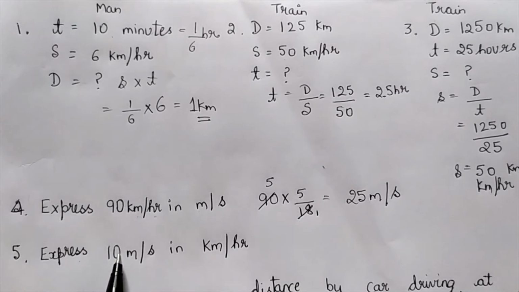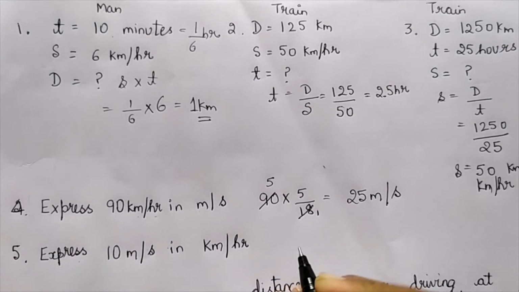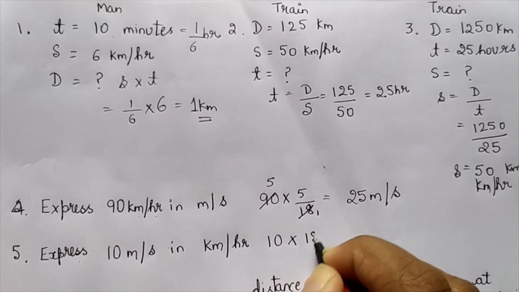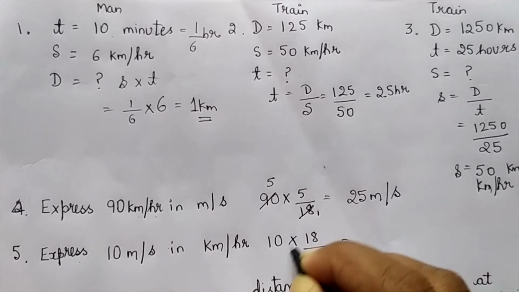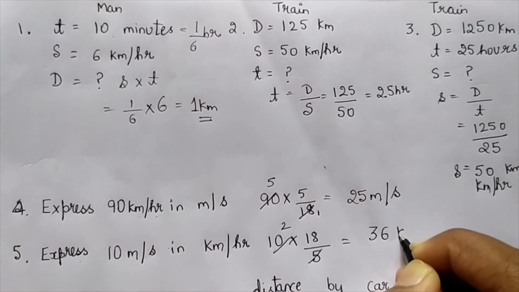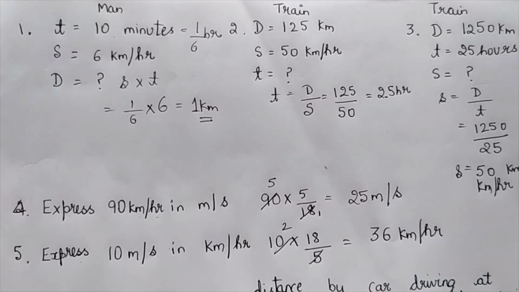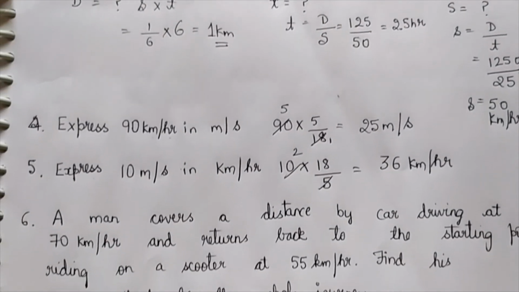Next, I want to express 10 meters per second in kilometers per hour. 10 into 18 by 5 equal to 36 km per hour. You can use your calculators to check this.